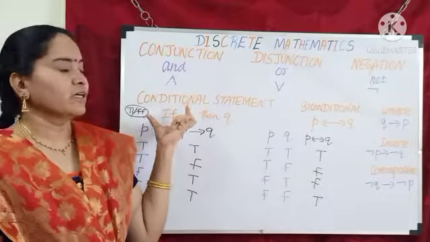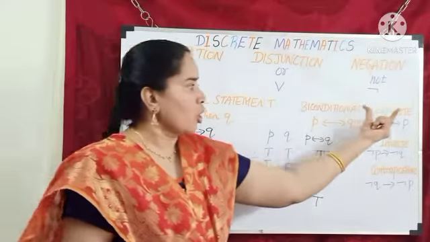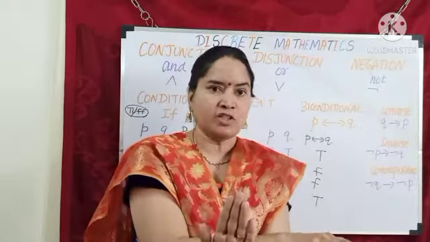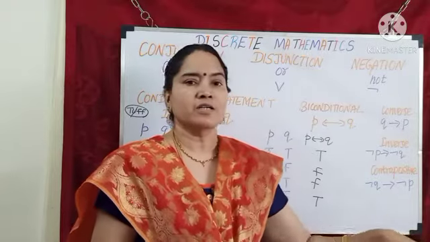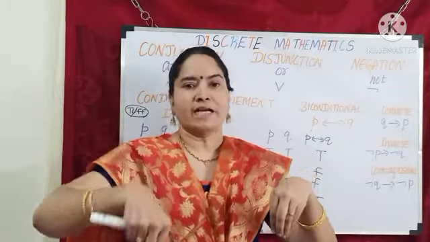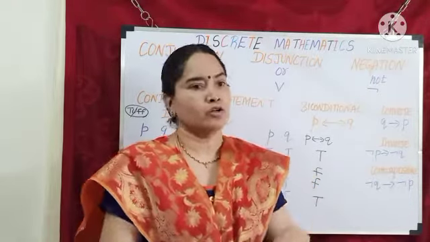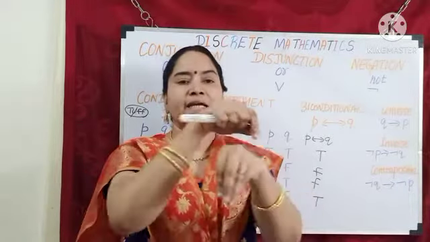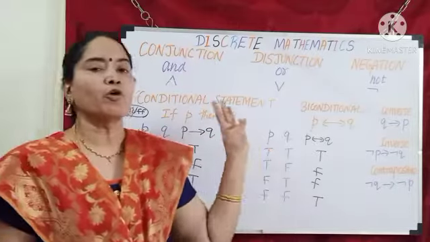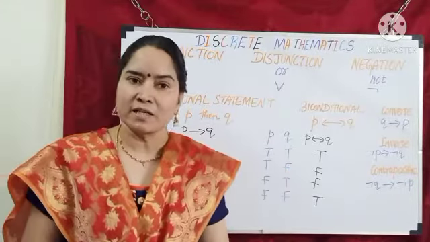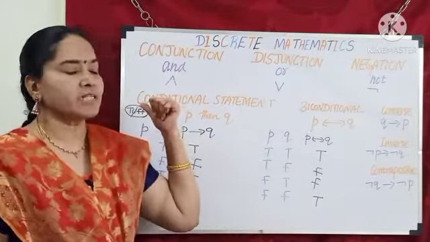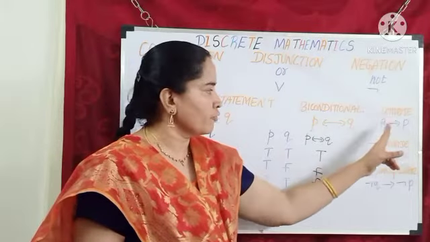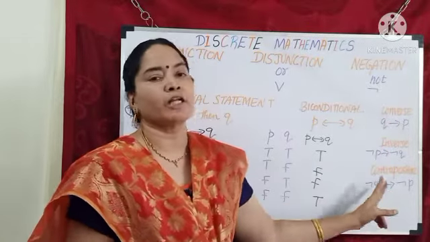So this is the given statement. Converse: interchange. Inverse: say not, that's all. Here also not, here also not. And contrapositive: say not and interchange. So there are 4 ways of expressing a statement: the conditional statement, the converse of it, the inverse of it, and the contrapositive.